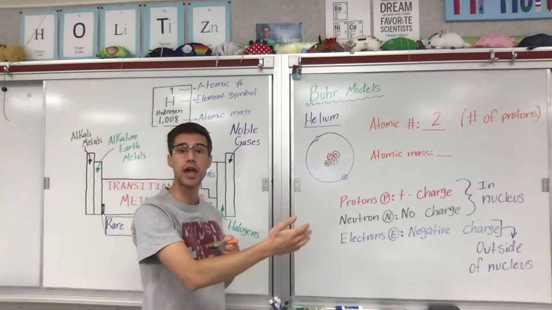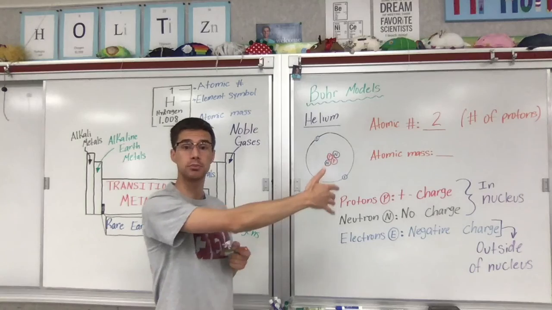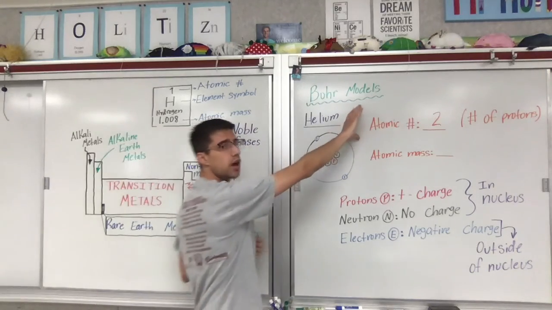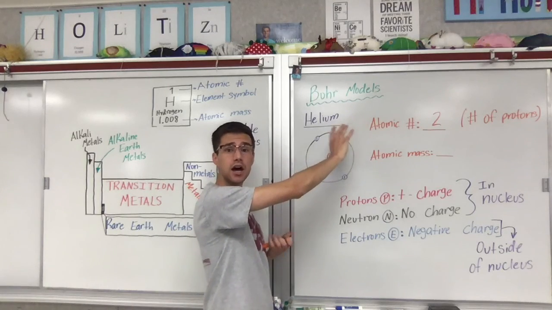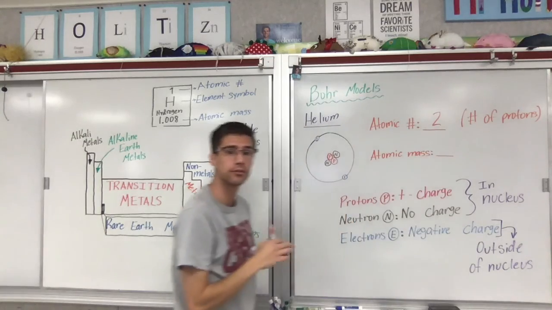Same thing would happen if we added a proton. It would no longer be helium. It would be the next element up in the periodic table, which is actually lithium, all right? So the atomic number determines what type of atom or what the identity of that atom is, and it's based solely on how many protons we have, all right?